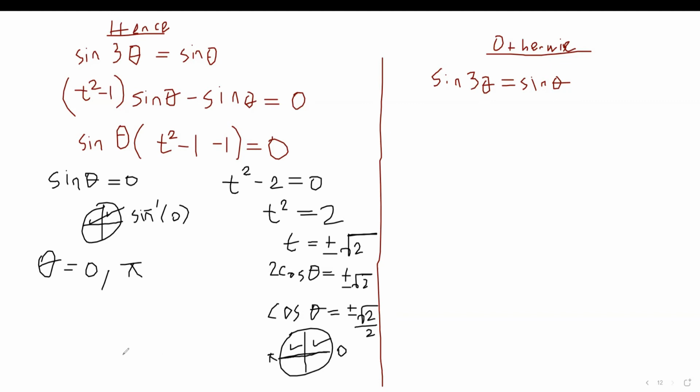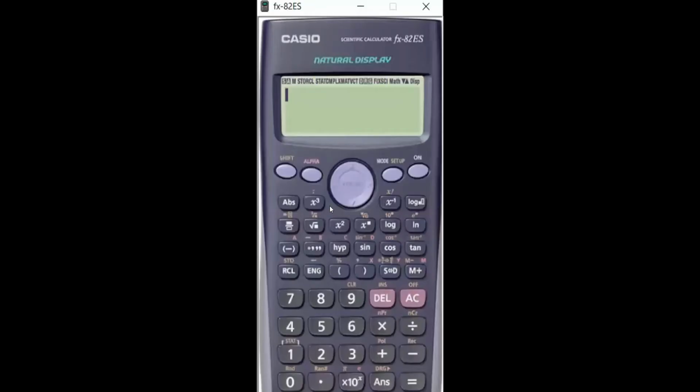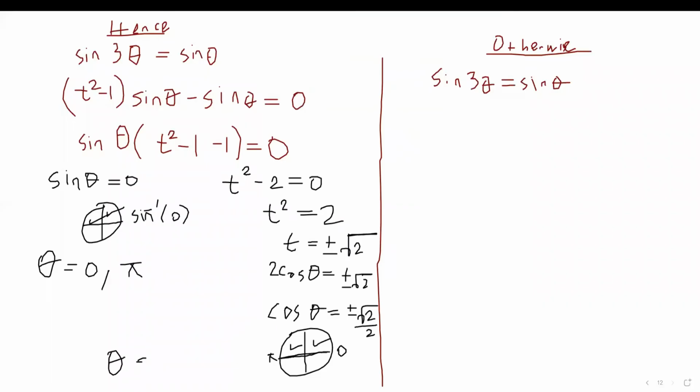In the first quadrant, we know that theta is equal to cos inverse of root 2 over 2. Let's do that on the calculator. Cos inverse of root 2 over 2. It's 45 degrees, and 45 is pi by 4. So theta is pi by 4. And then in the second quadrant, theta will be pi minus pi by 4, which is 3 pi by 4.